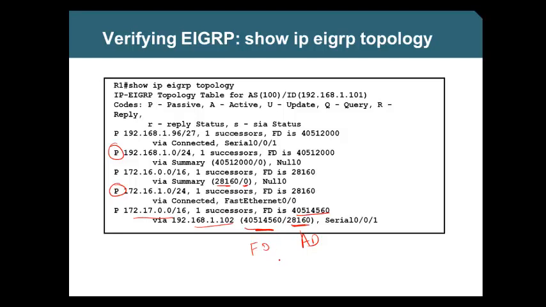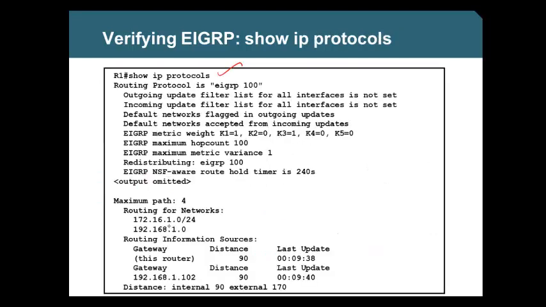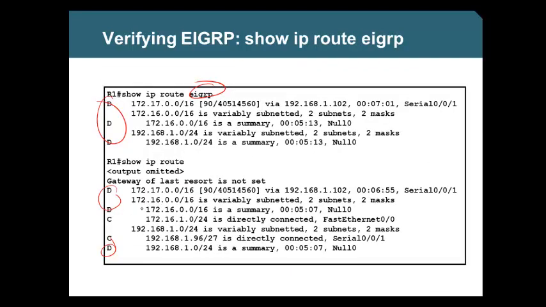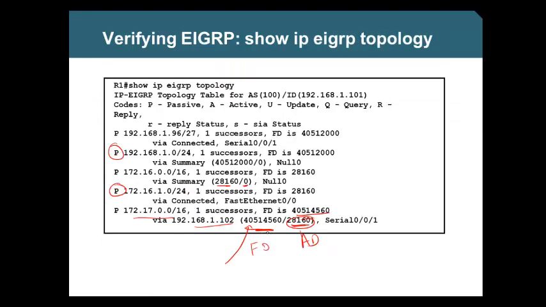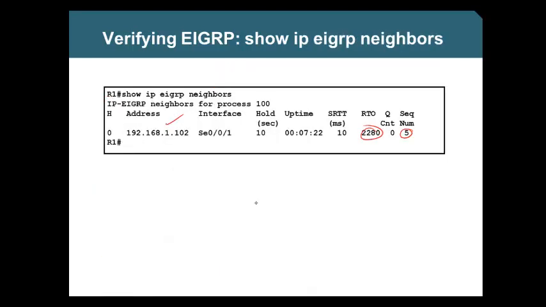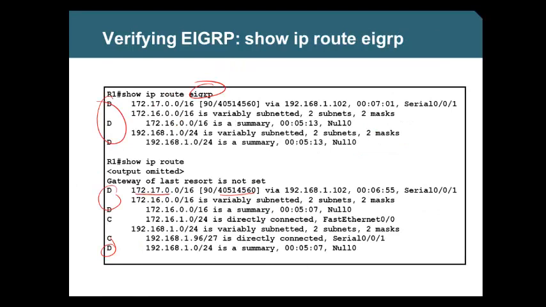Now in the routing table, you will not find this one. You will only see this. Let's go and see the routing table, 170.to.17. You see only that number, 40514560. You don't see advertised distance there. In the routing table, you see the administrative distance here instead. 90 is the administrative distance of EIGRP.